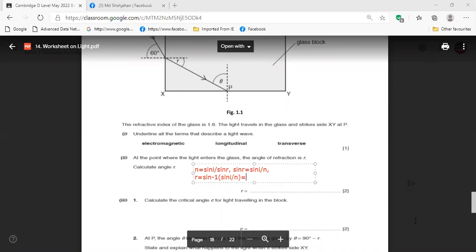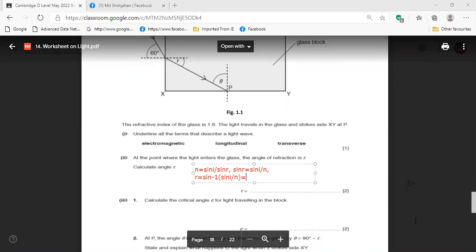So the rearranged one, we have to make R the subject, right? If you make R the subject, then it will be sine inverse, in bracket, sine I by n, right? So Farabi, did you understand how we rearranged it? So write it and get the value. Tell us the answer.